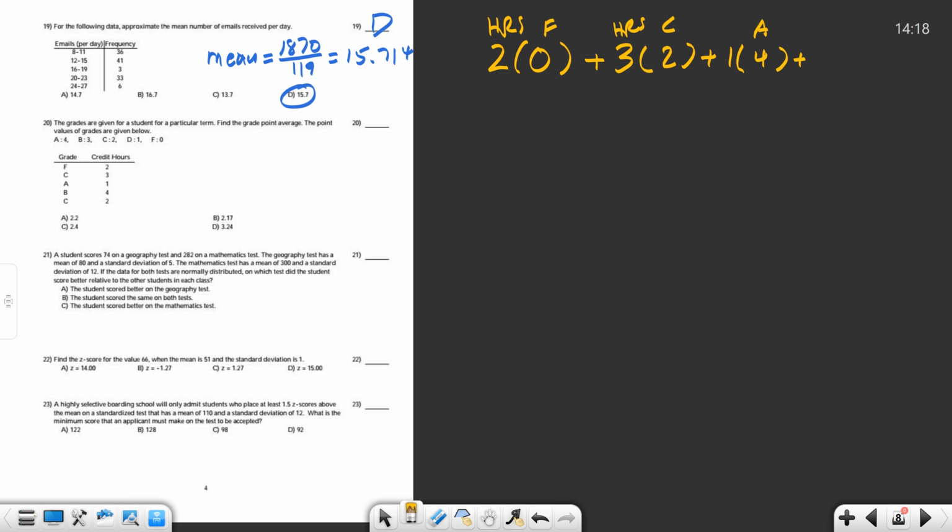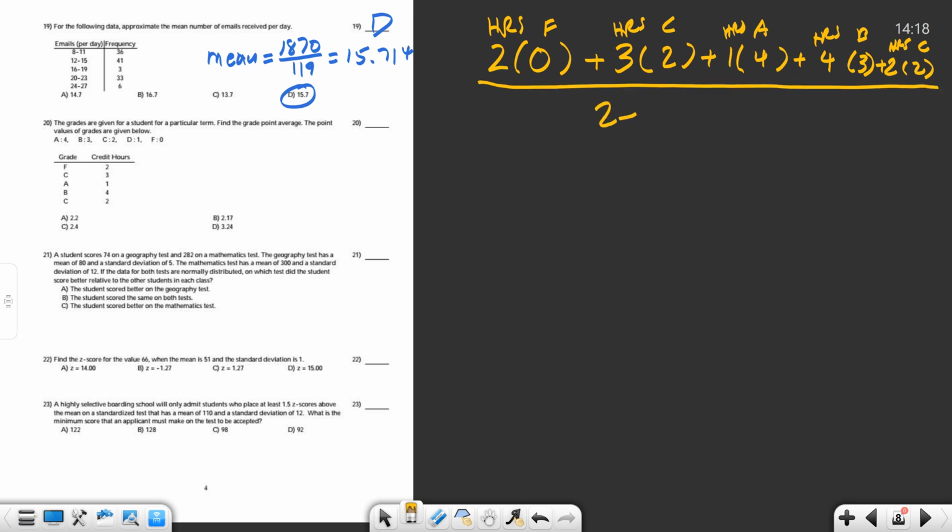Plus, the next one is hours again, and this time the grade is a B. So the hours for this class is 4, and then they made a B, which is 3, and then plus we have hours again, and this time they made a C. So it's 2 hours, and for a C it's a 2. So it's all those things added up. I know I wrote smaller as I got across there. And then you add up the hours: 2 plus 3 plus 1 plus 4 plus 2.